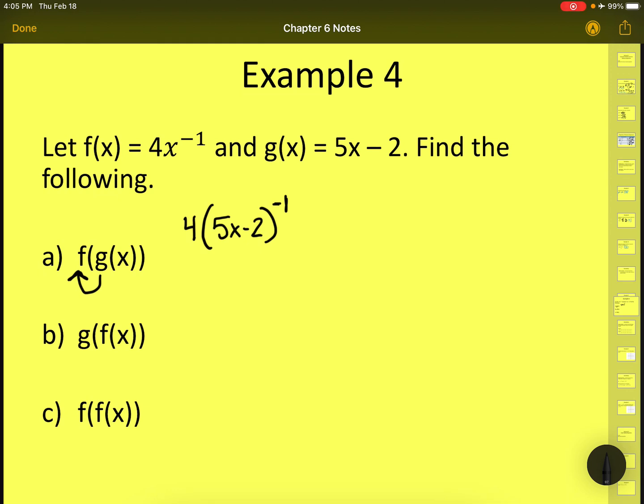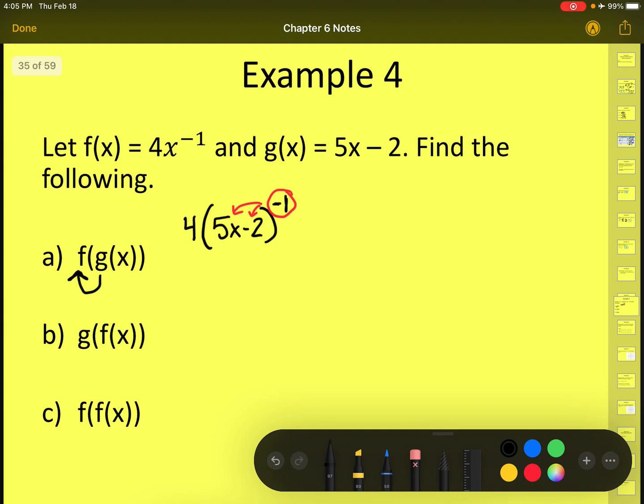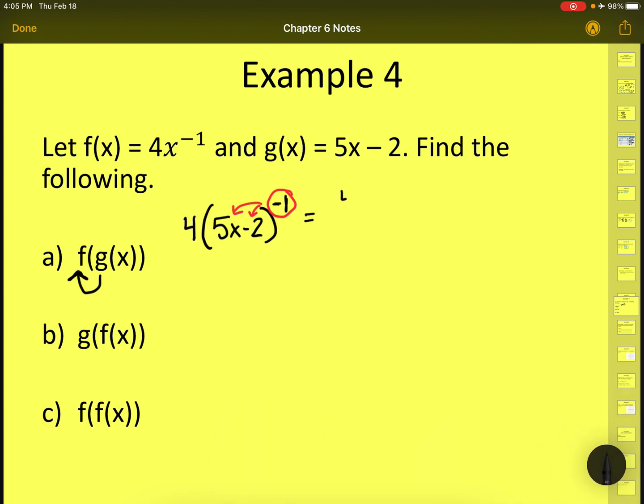So basically this exponent of negative 1 tells me I need to flip the whole set of parentheses to the bottom. That was according to our exponent rules. Any negative exponent basically flips to the bottom and turns positive. So I'm going to leave the positive 4 on top. I didn't do anything to it. And I'm flipping 5x minus 2 to the bottom. I'm not changing any signs. And from there, I really don't have anything else I can simplify. So here is our new function. That was f of g of x. We plugged g into f.